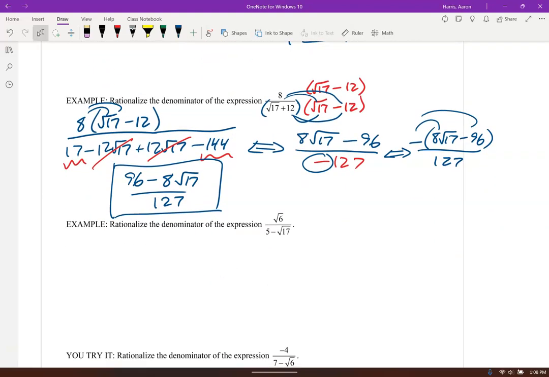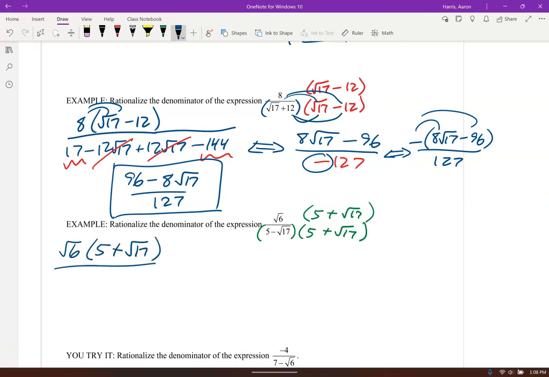All right, let's go ahead and rationalize this one and then try one last one. So when you rationalize, when you got a couple terms there with the square root in your denominator, multiply by the conjugate. So this becomes square root of 6 times 5 plus root 17 over, now I'm going to multiply 5 times 5, 25, plus 5 root 17 minus 5 root 17, and then minus 17. Notice those will cancel, right? That's why we multiply by the conjugate.